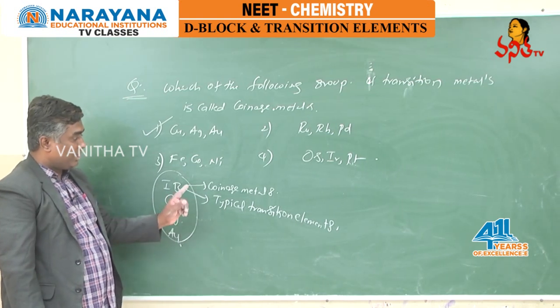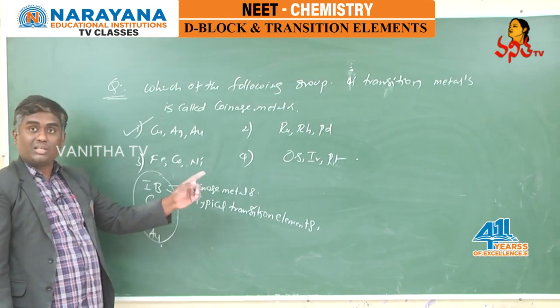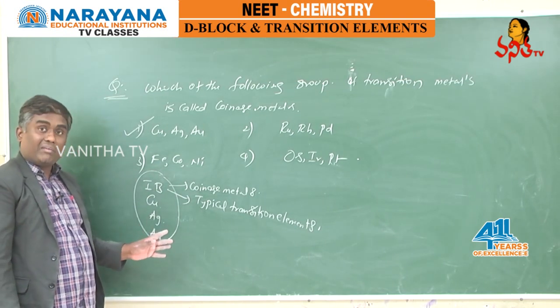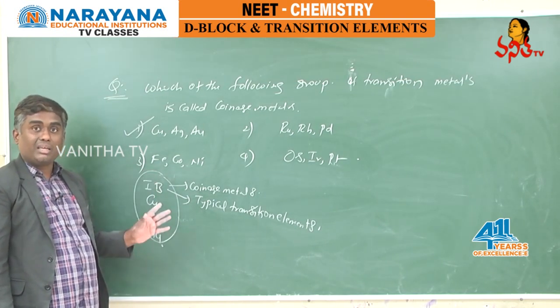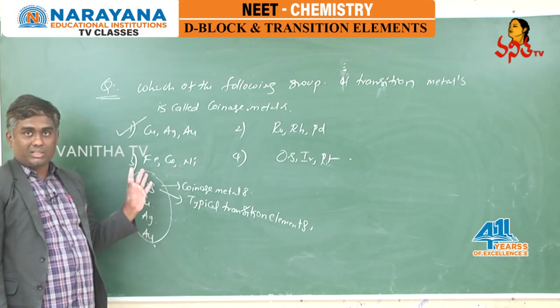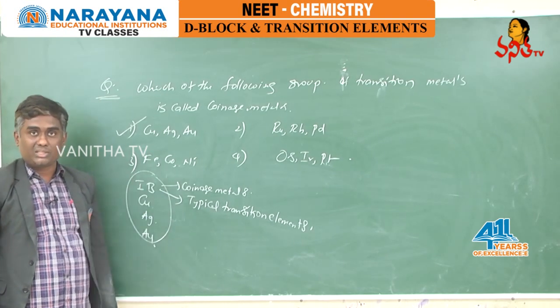At the same time, they are also known as typical transition elements because they have an incompletely filled d subshell in their most common oxidation state, particularly that is the +2 oxidation state.